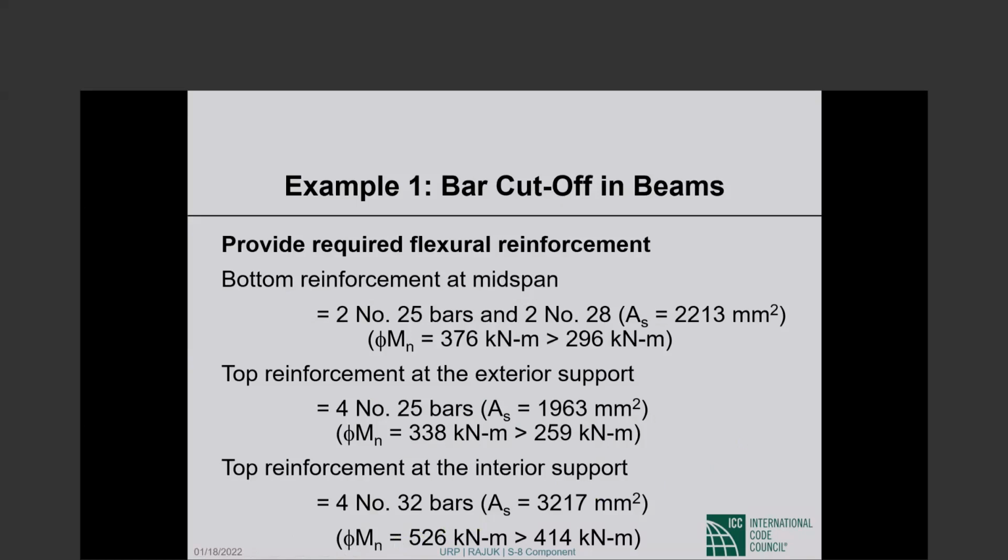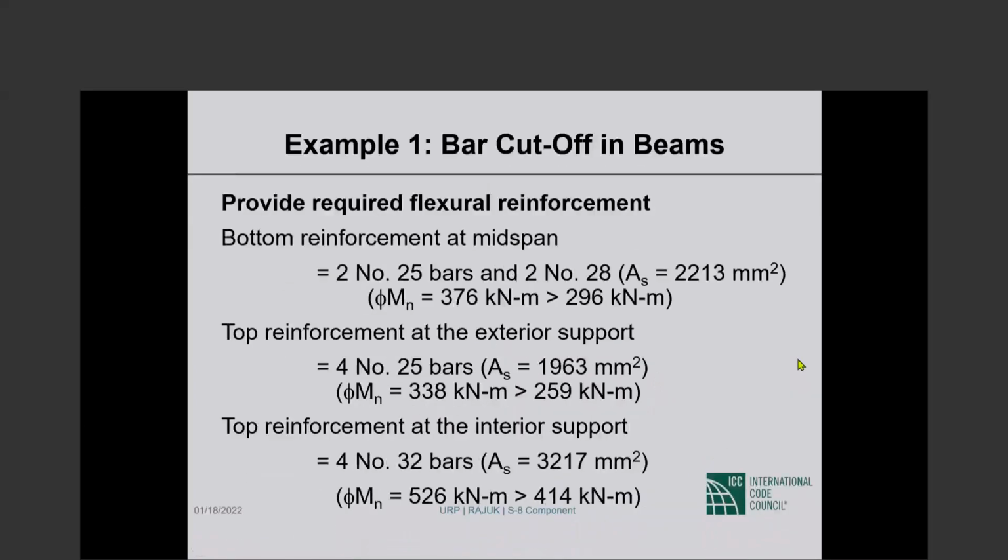At the exterior support section, 4 number 25 bars, where the required moment strength was 259. At the interior support, it is 4 number 32, where the required moment strength was 414. And in the span, it is 2 number 25 plus 2 number 28.